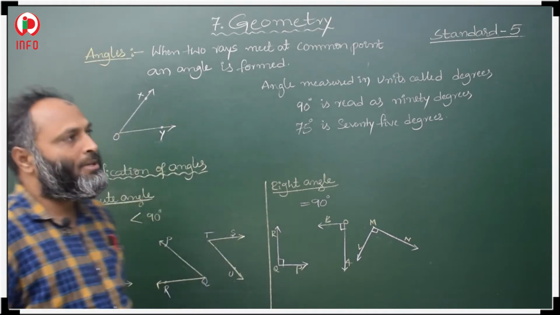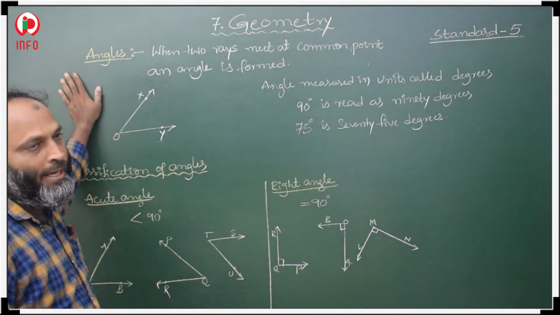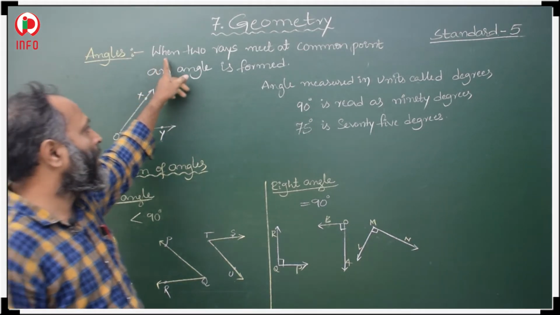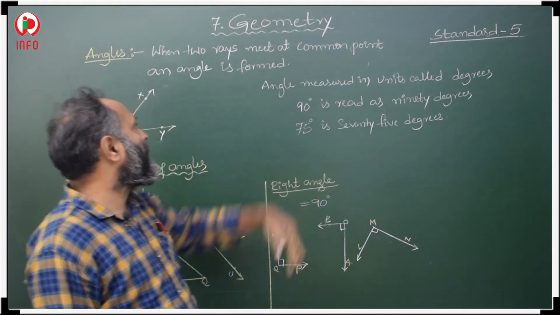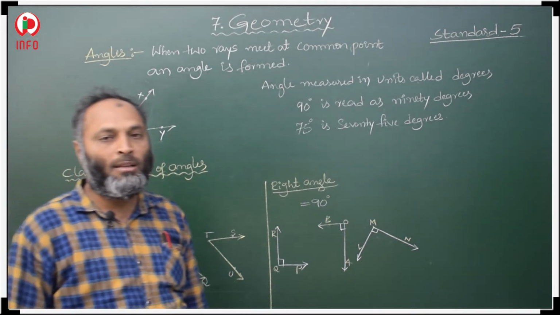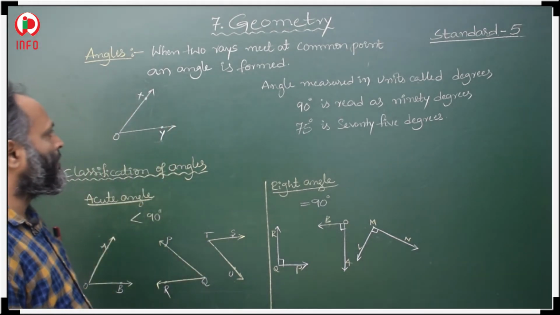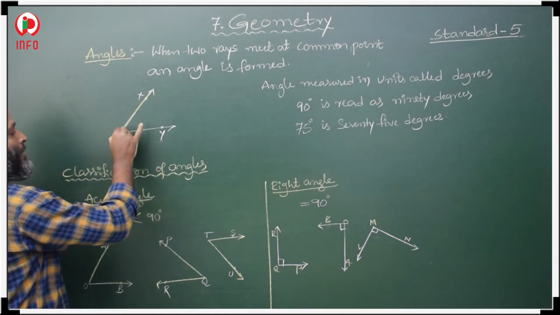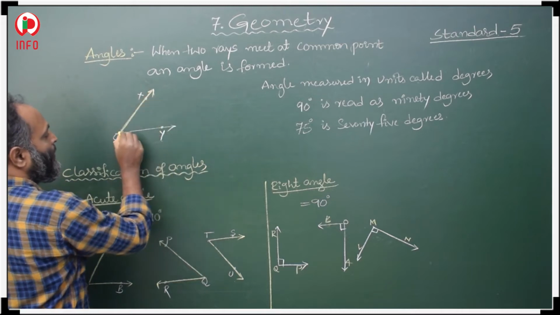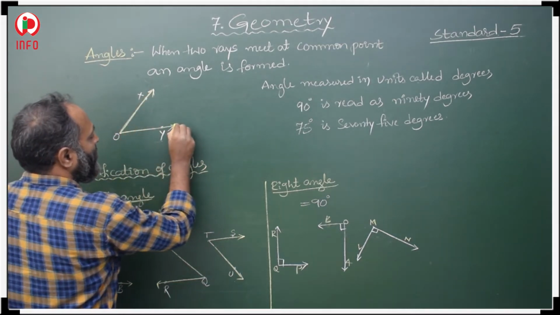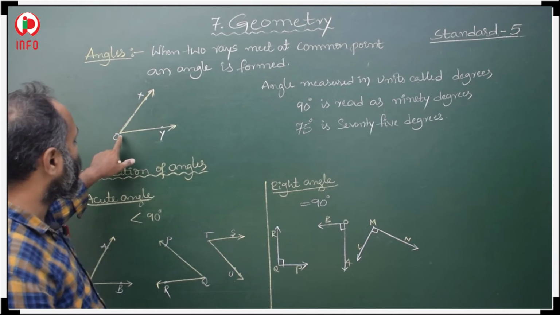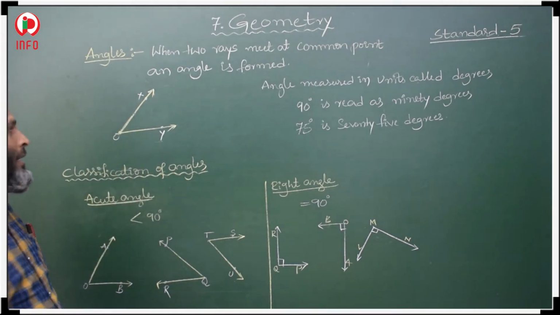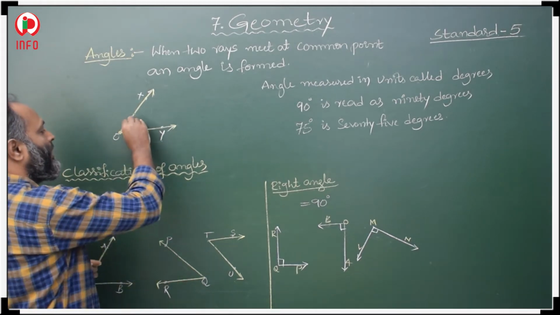Now the next concept, angle. What is an angle? Here is the definition: when two rays meet at a common point, an angle is formed. Here this is one ray, OX, and OY is another ray. When these two rays meet at a common point O, then an angle will form.